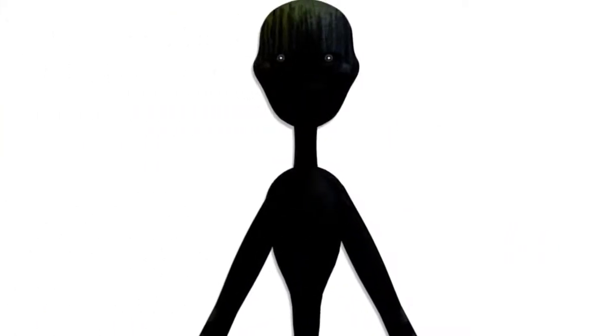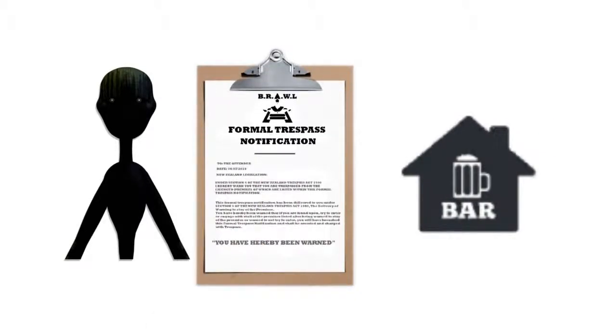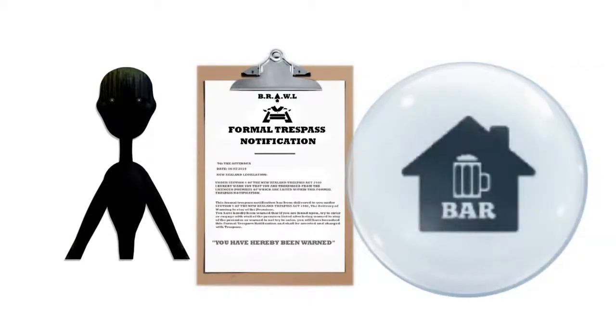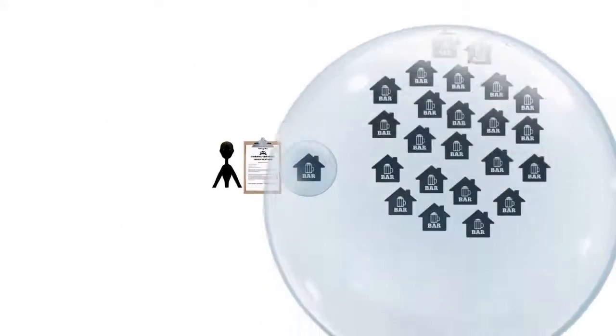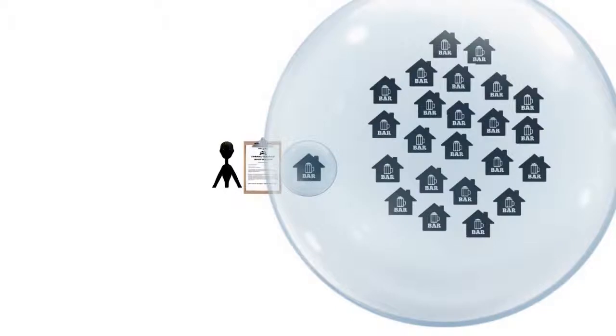Look, at the present time, if there's a bad person and that bad person is kicked out of a bar, they are trespassed just from that bar. But under the Predator-Free Bars model, that bad guy is trespassed from all bars within the target area.